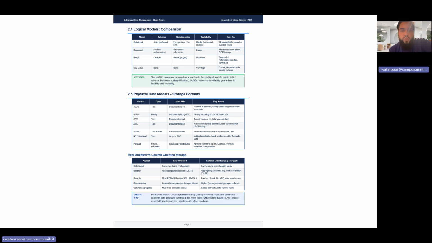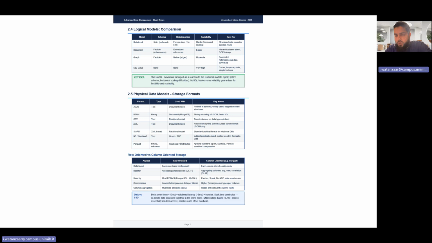The key idea here: the NoSQL movement emerged as a reaction to the relational model's rigidity. What SQL means is MySQL, like MariaDB or Postgres, and many more flavors of SQL. After that, the NoSQL movement emerged as a reaction to the relational model's rigidity, like strict schema and horizontal scaling difficulties. So that's why NoSQL concepts were introduced.